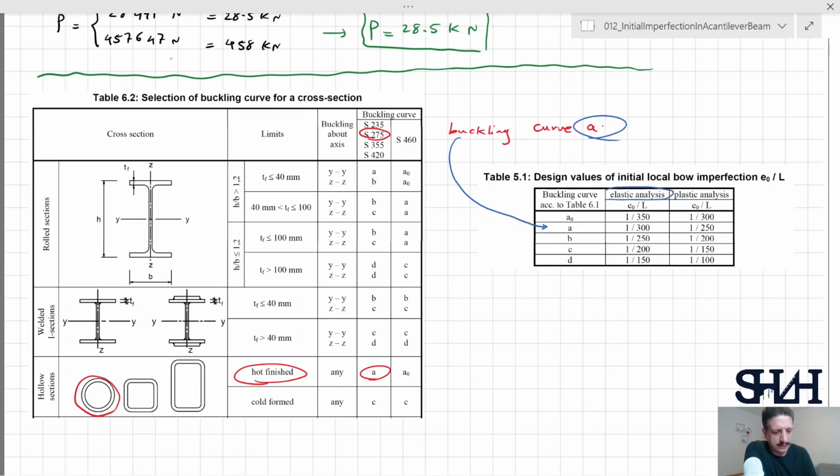and elastic analysis, e0 over L is 1 over 300. So e0 over L is 1 over 300. And as L is 5 meters, 5 meters divided by 300, it will be 16.67 millimeter. This is representing delta 0.